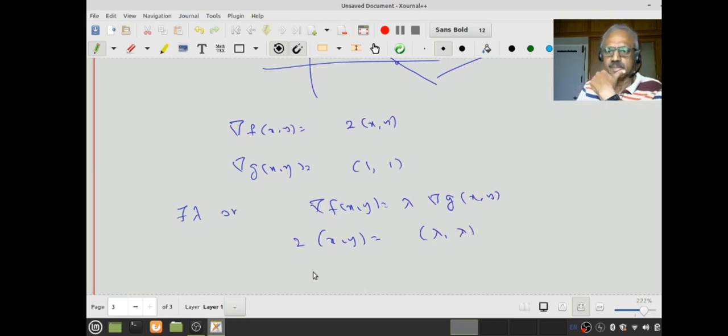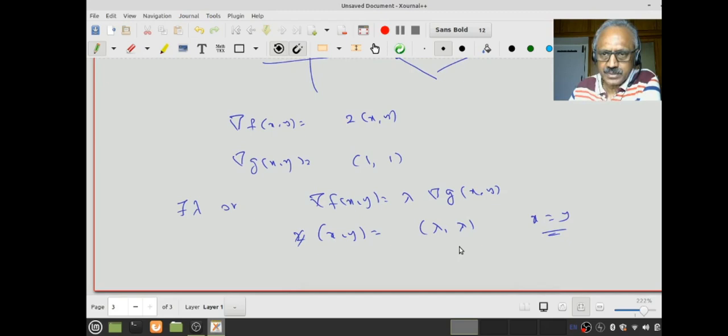You understand? This is the same as saying some other lambda times (x, y) equals (lambda, lambda). That means x must be equal to y. Do you follow that? So we found a point. I also know what lambda should be, that we will find out. Have you understood this? So we do not know lambda yet.